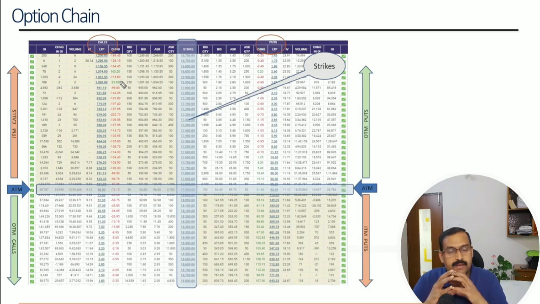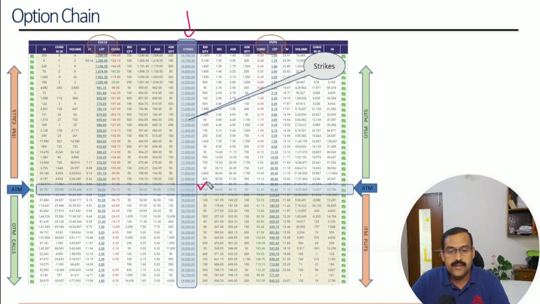So here is the option chain. I'm going to explain how to interpret the option chain. This is the Nifty option chain that I have taken from the NSE website. These option chains can be obtained directly from the NSE website, or your broker application might have provided the option chain. So if you see here, in the middle, you have the strikes.